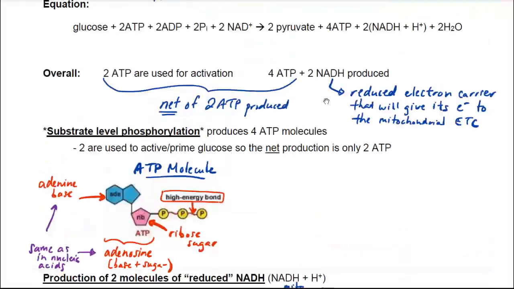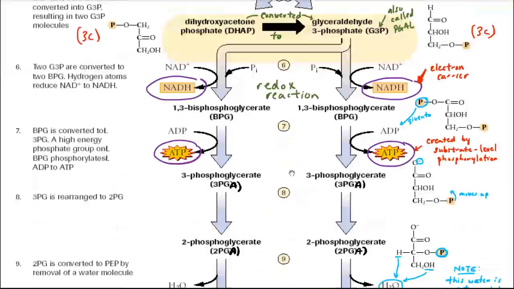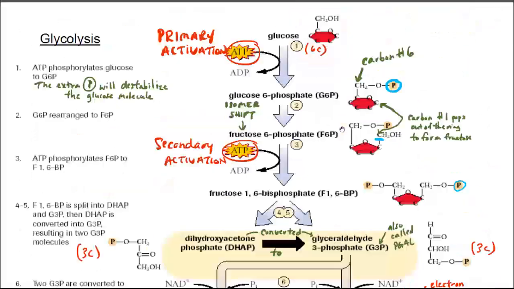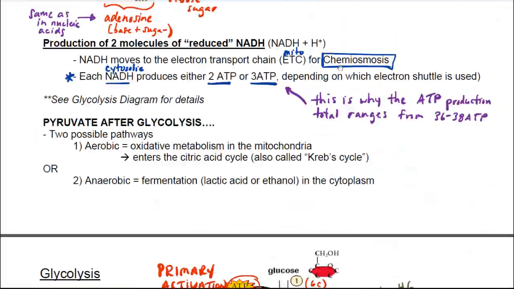So the stuff that is made here, these 4 ATP that are made in this particular process, I'll scroll back down again. Notice that the phosphate was already on a molecule. It was already on this substrate and given to ADP. That's what makes this substrate level. Any ATP that is produced through chemiosmosis is oxidative phosphorylation.